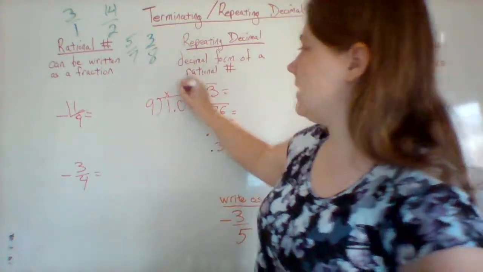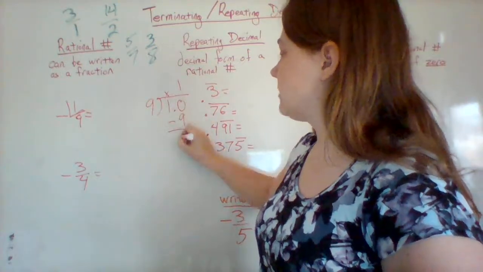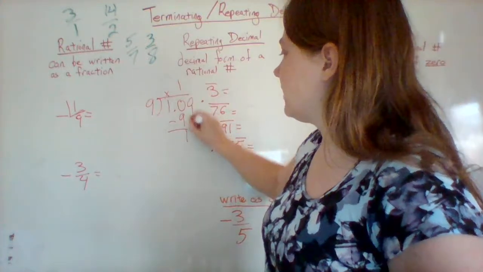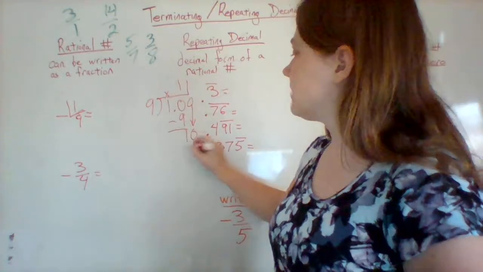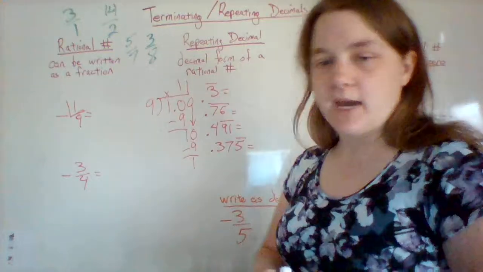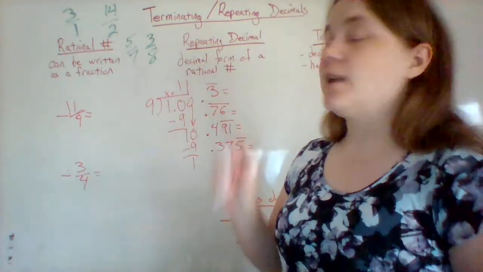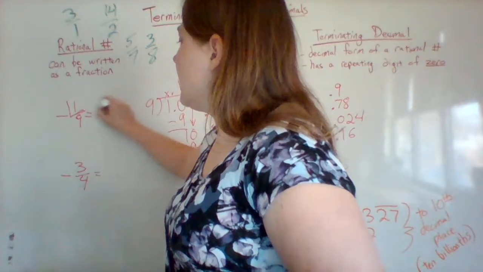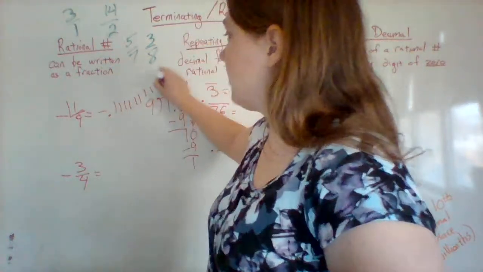9 goes into 10 one time. 1 times 9 is 9. 10 minus 9 is 1. Bring down the invisible 0. 9 goes into 10 one time. 1 times 9 is 9. Makes a 1. And then we could just keep going on and on and on with this. I'm going to flip this decimal up here. So negative 1/9 is actually going to be negative 0.111111, and it'll just keep going.